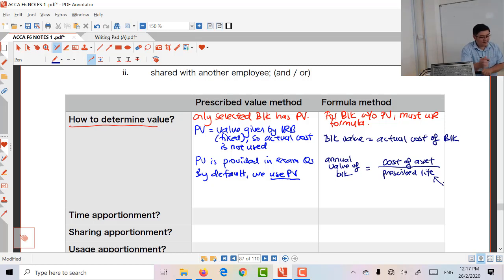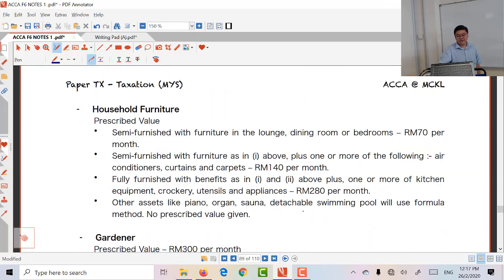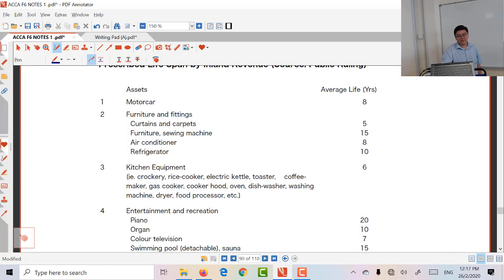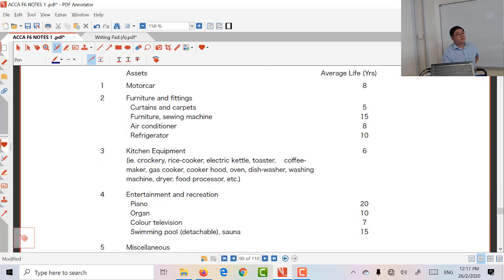So far, you can have a look at page 86. Page 86 is where the prescribed life is given. So just a quick one, go to page 86. Now, that's the prescribed life. So when your boss gives you, like I say, a piano, the life of a piano is prescribed to be 20 years. So the cost of the piano, if it's 60,000, you take 60,000 divided by 20. That means the value of the piano is 3,000 a year. We use that and put it inside your tax computation.